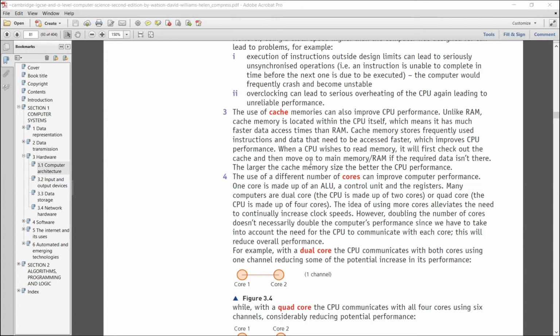So dual core means two cores, and you can see one core is made up of an ALU, a CU, and the registers. It's just like the complete CPU that we talk about, but the only change is dual core means two cores working together, and quad core means four cores working together.